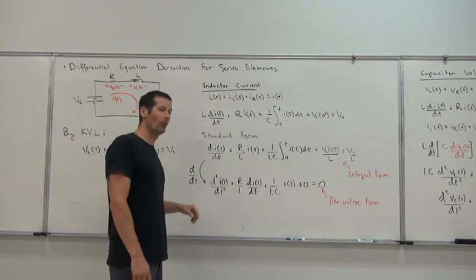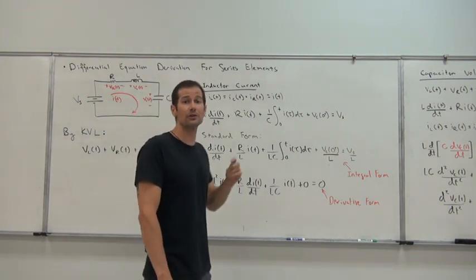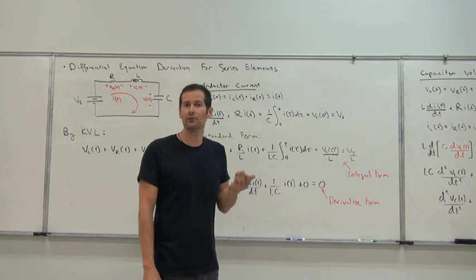Now, if we actually wanted, because this is a second order system, we usually see a second order derivative.